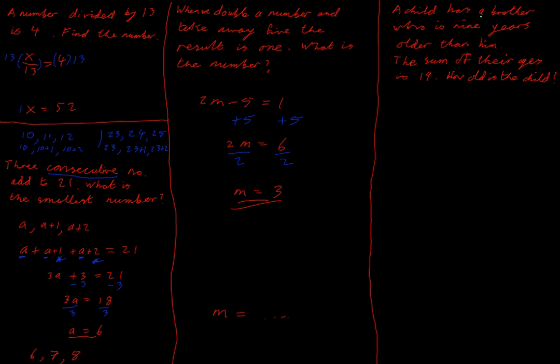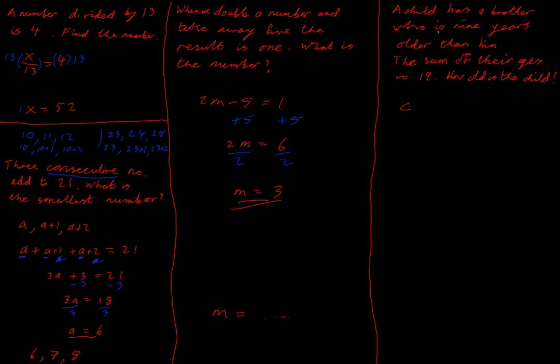Now let's try one that's a little bit more of a story. A child has a brother who is 9 years older than him. The sum of their ages is 19. How old is the child? Okay, so we're asked about a child's age. So let's call it C. So I have a child's age C. That's my first piece of information.